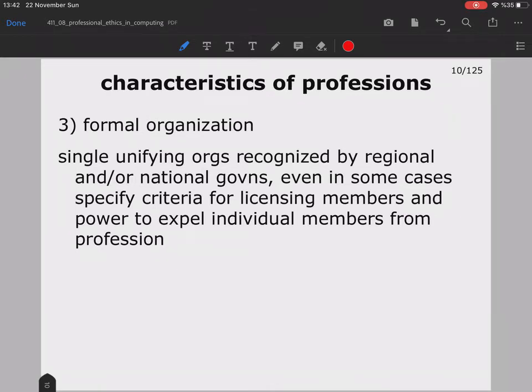Okay. And the third one is we need a formal organization to represent the members of that profession. We talk about a single unifying organization recognized by regional or national governments. Even in some cases, they can specify some criteria for licensing members as well.